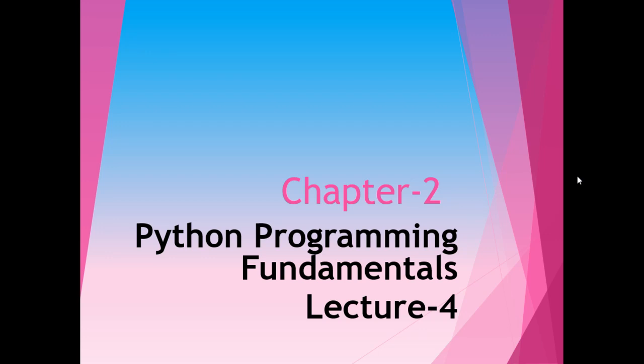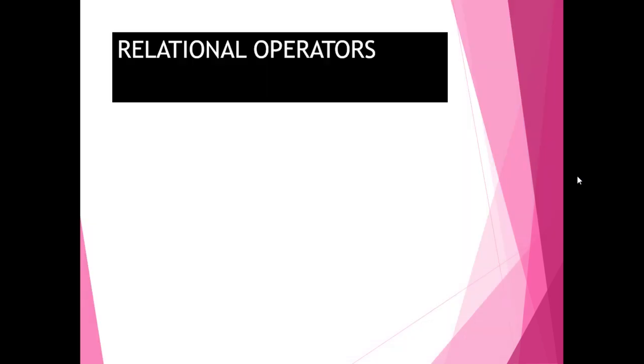In the previous lecture we discussed operators, and under operators we learned about the arithmetic operators. In today's lecture we are going to discuss some other operators. The next category of operators that we are going to study is the relational operator. A relational operator is used to find out the relation between two objects.